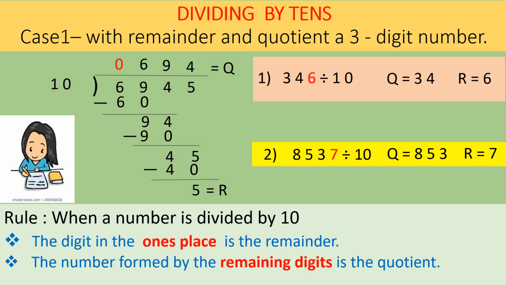Yes, so the rules are, when a number is divided by 10, the digit in the ones place is the remainder and the number formed by the remaining digits is the quotient. So please memorize this.